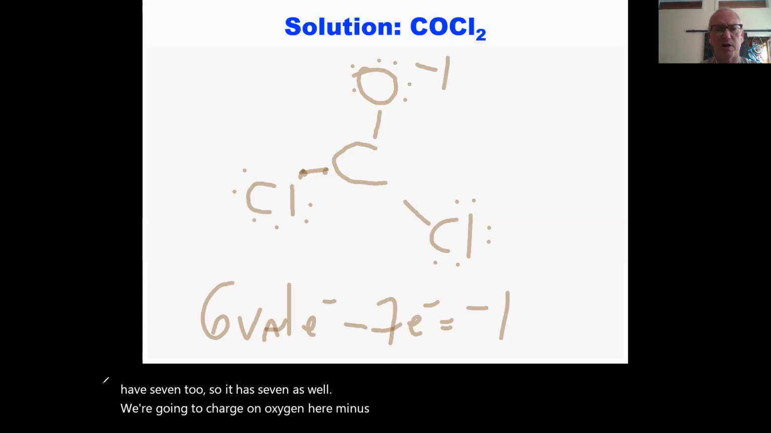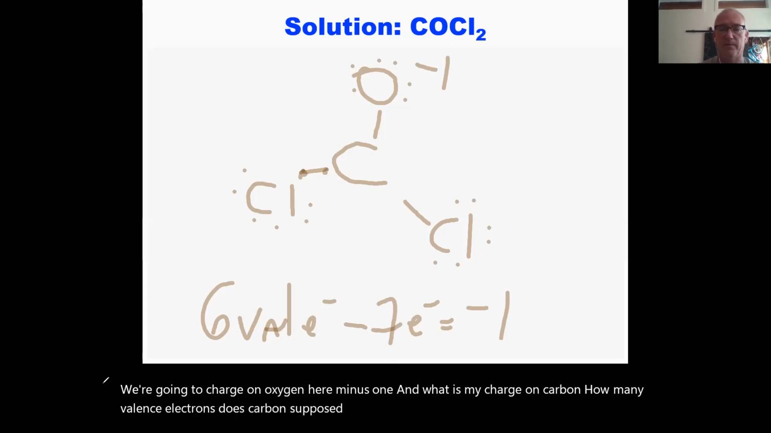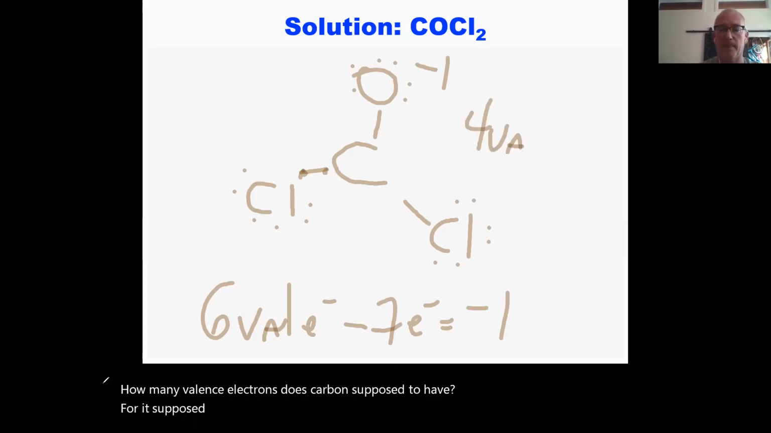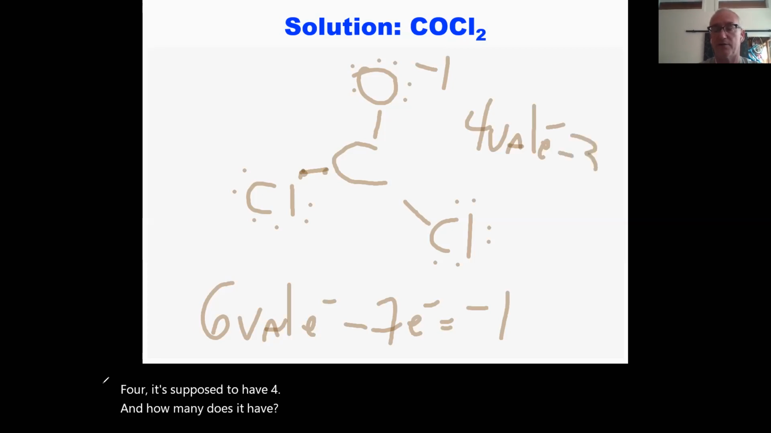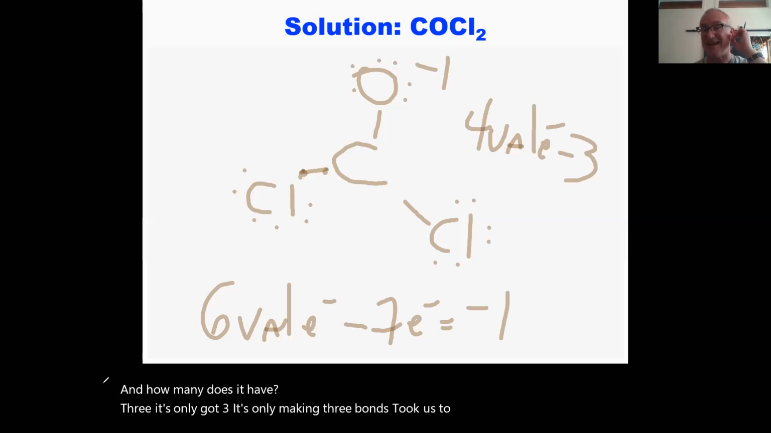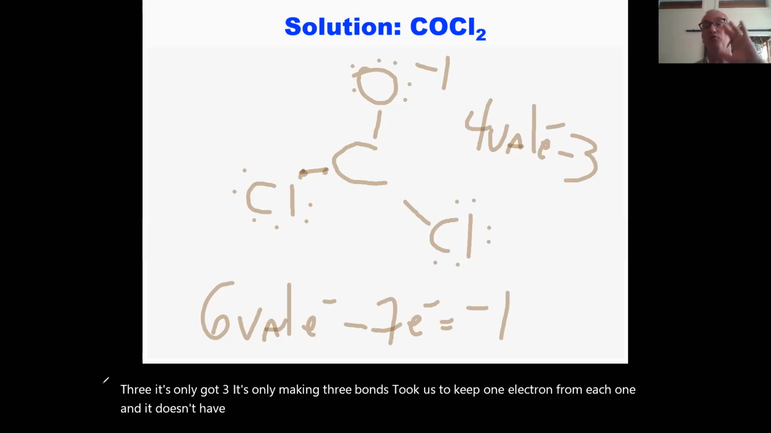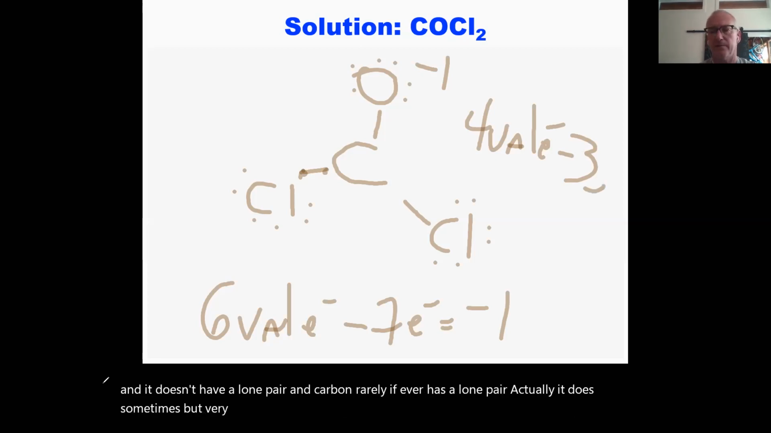And what is my charge on carbon? How many valence electrons is carbon supposed to have? 4. It's supposed to have 4. And how many does it have? 3. It's only got 3. It's only making 3 bonds. So it gets to keep 1 electron from each one, and it doesn't have a lone pair. Carbon rarely, if ever, has a lone pair. Actually, it does sometimes, but very rarely. So here, it doesn't have any. So what's the charge on carbon?